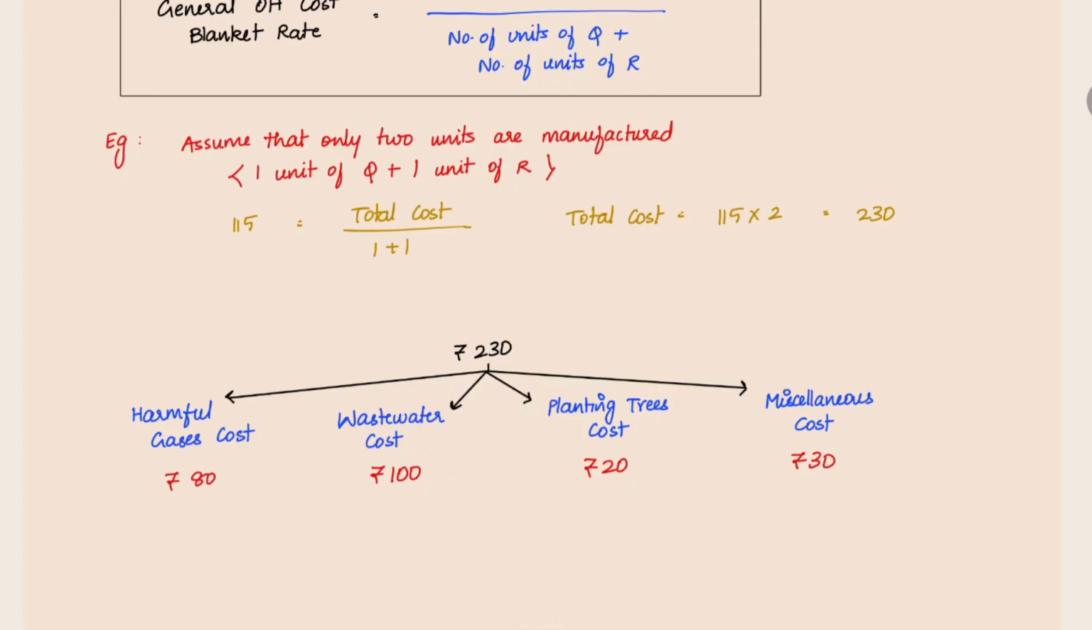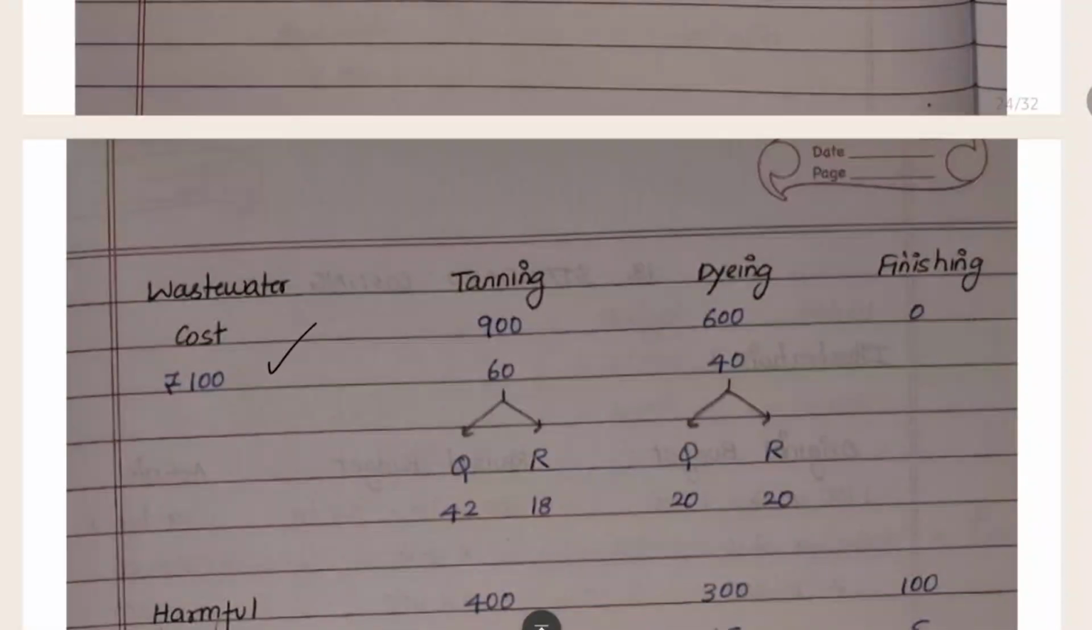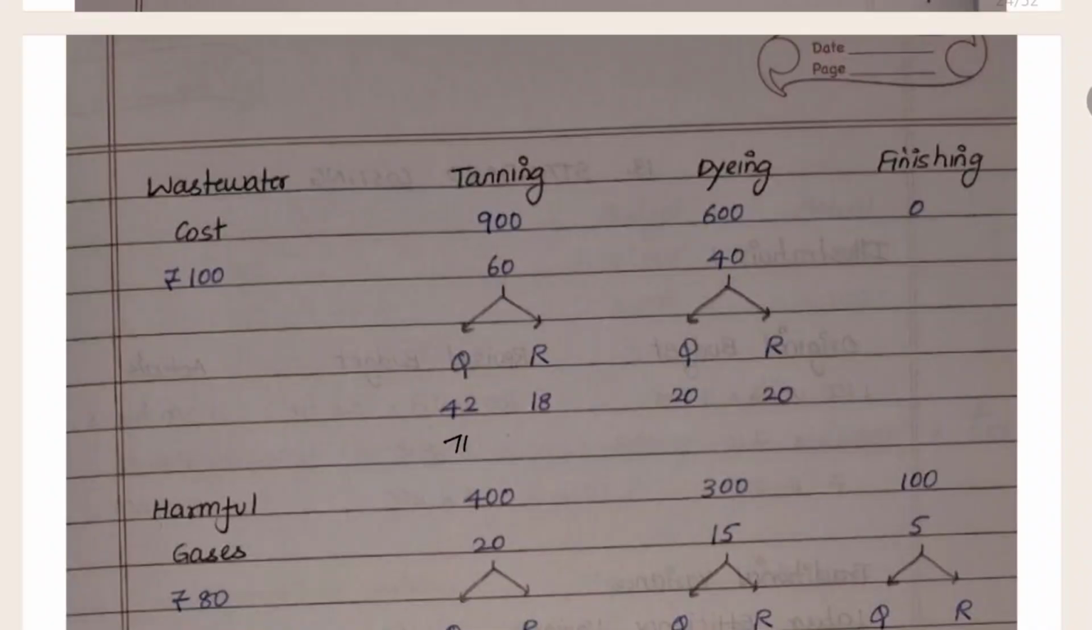Here, as per our assumption, we can take the wastewater cost to be 100 rupees. Now, this 100 rupees wastewater cost, we have to allocate between the processes first. 100 rupees will be allocated on the basis of 900 is to 600 is to 0. By allocating in this ratio, we get 60 rupees of wastewater cost for tanning, 40 rupees for dyeing. And in tanning itself, 70% of this cost will go to Q, 70-30. For dyeing, same ratio as we discussed earlier, 50-50. The total cost of 60 in the tanning process wastewater will be allocated in 70-30. Dyeing process wastewater will be allocated in 50-50.